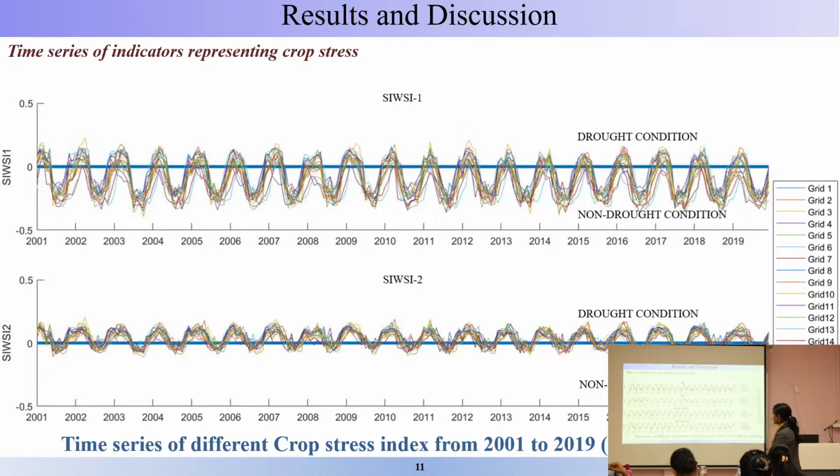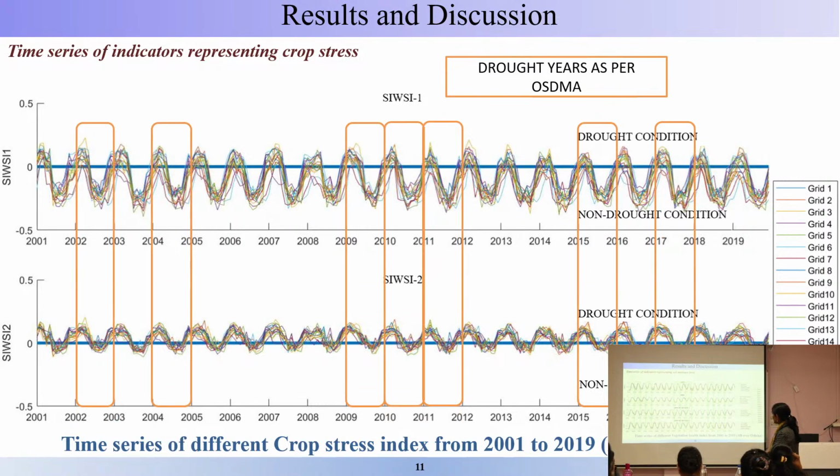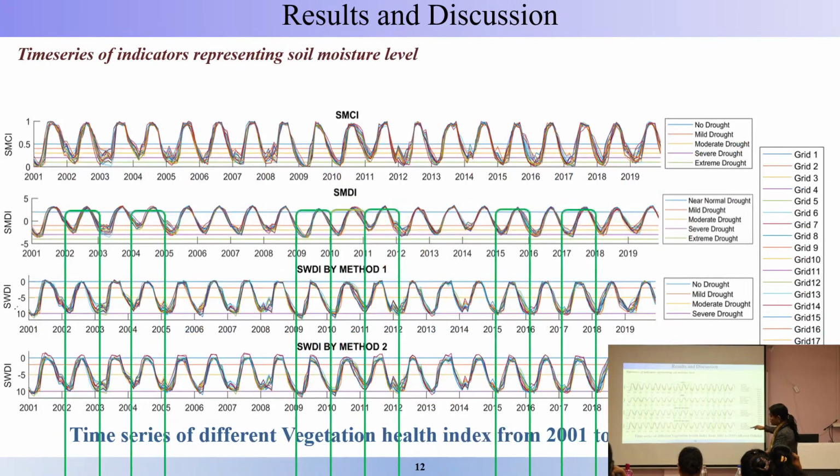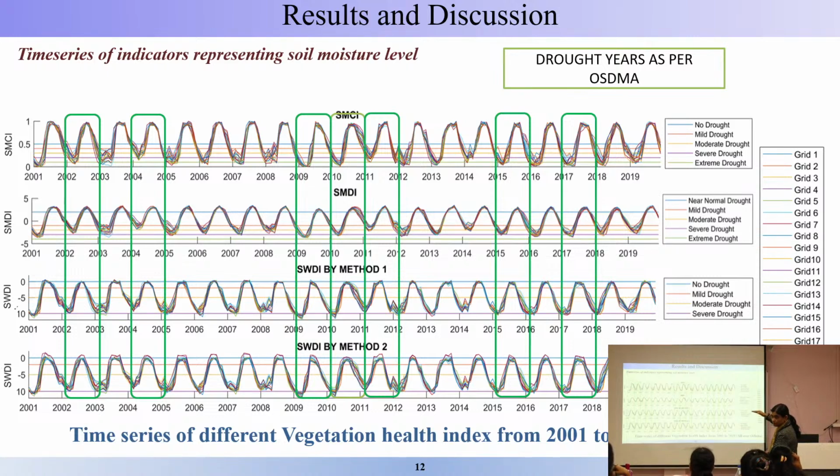Similarly, for soil moisture, this is how these indices would look if they were plotted in a time series. So here also are some of the drought years. In this case, the drought years are on the lower side, the down part. Okay.